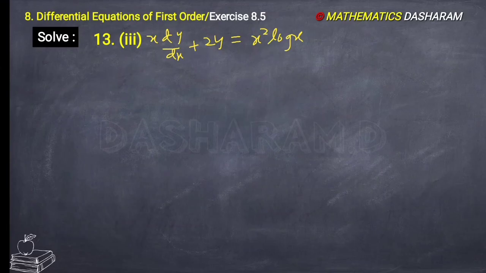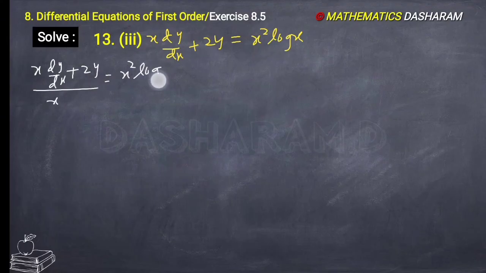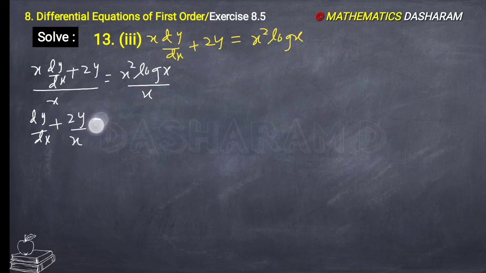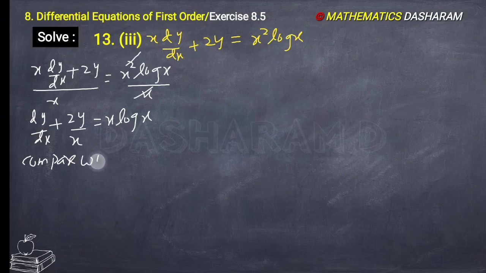Third one, x into dy by dx plus 2y equals x square into log x. So here, divide the right side with x and the left side with x. Then here x cancels, dy by dx plus 2y by x equals, here x square by x cancels, x into log x. Now compare with dy by dx plus p into y equals q.